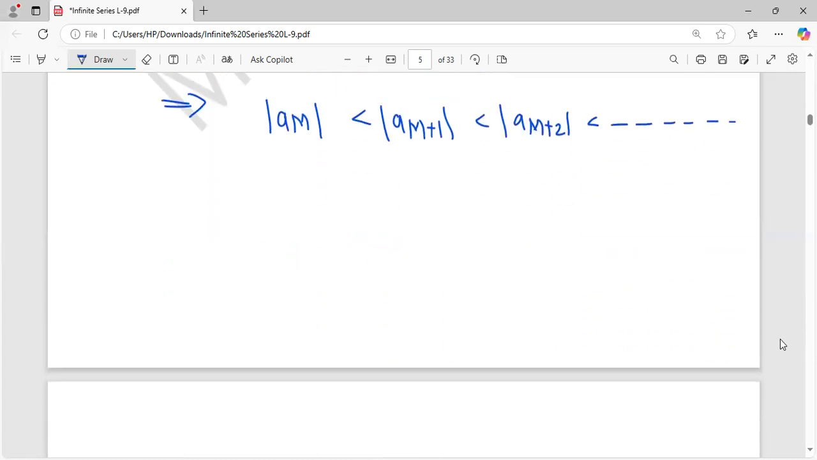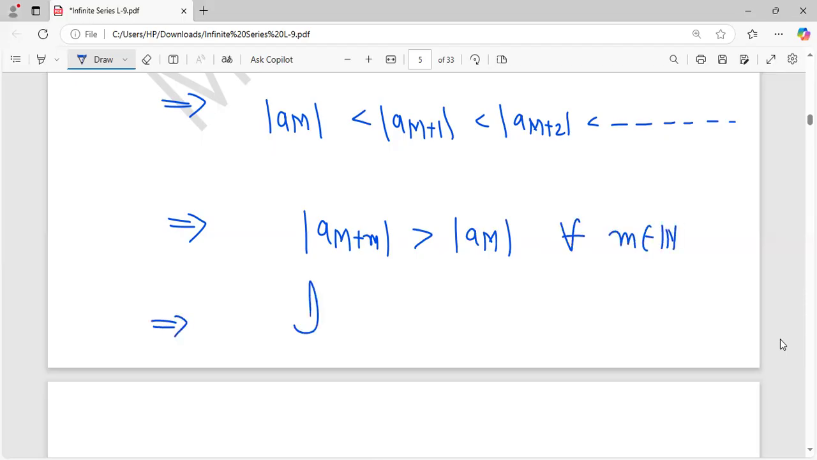So what is the limit? So this implies a_{M+m} is greater than a_M for all m belongs to natural number. So this implies, because after a certain stage each term is greater than this, a_n does not tend to 0 as n tending to infinity.